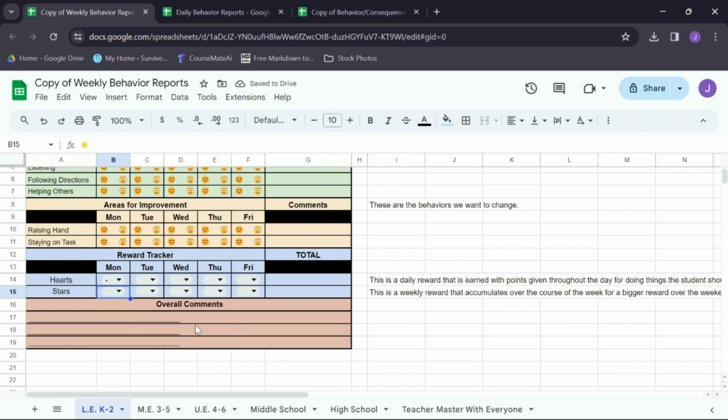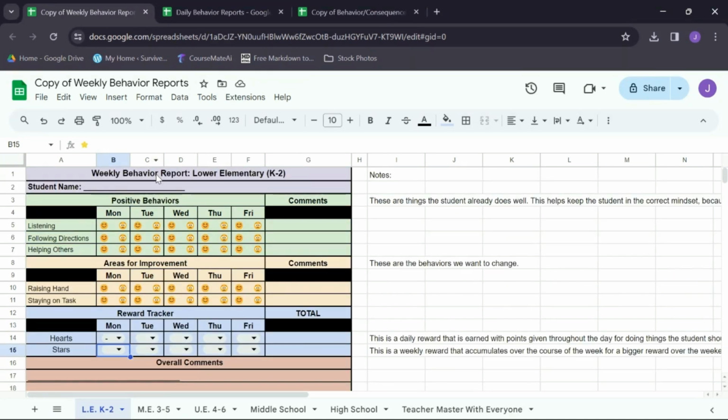Okay, and then down here are overall comments. Of course, that is self-explanatory. So each student could have one of these for the week, and then they could track how their behavior is going week to week. Okay, and then as you go up, you'll see that we're just scaling up the way it looks and the way it functions. So let's go from here.